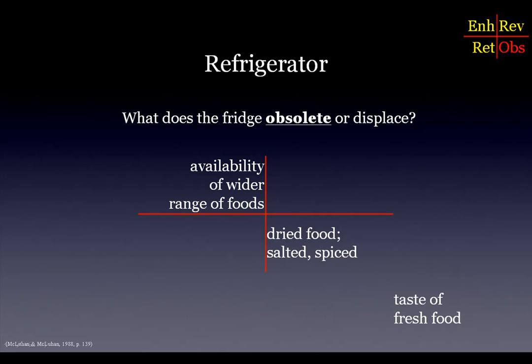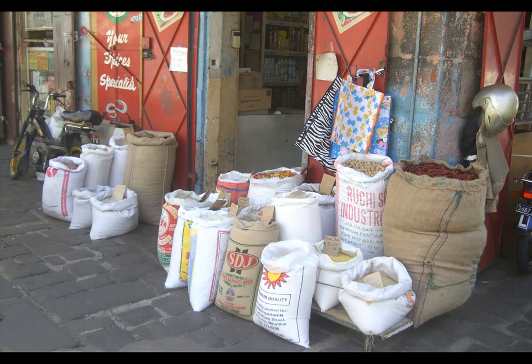Answer number 2. If we go further, refrigerated food does not really taste fresh. Or does it? So the fridge also ruins the taste of fresh food. The refrigerator makes the taste of fresh food obsolete. So the second question is, what does the fridge obsolete or displace? And the short answer is dried food, salted, spiced, and the taste of fresh food.